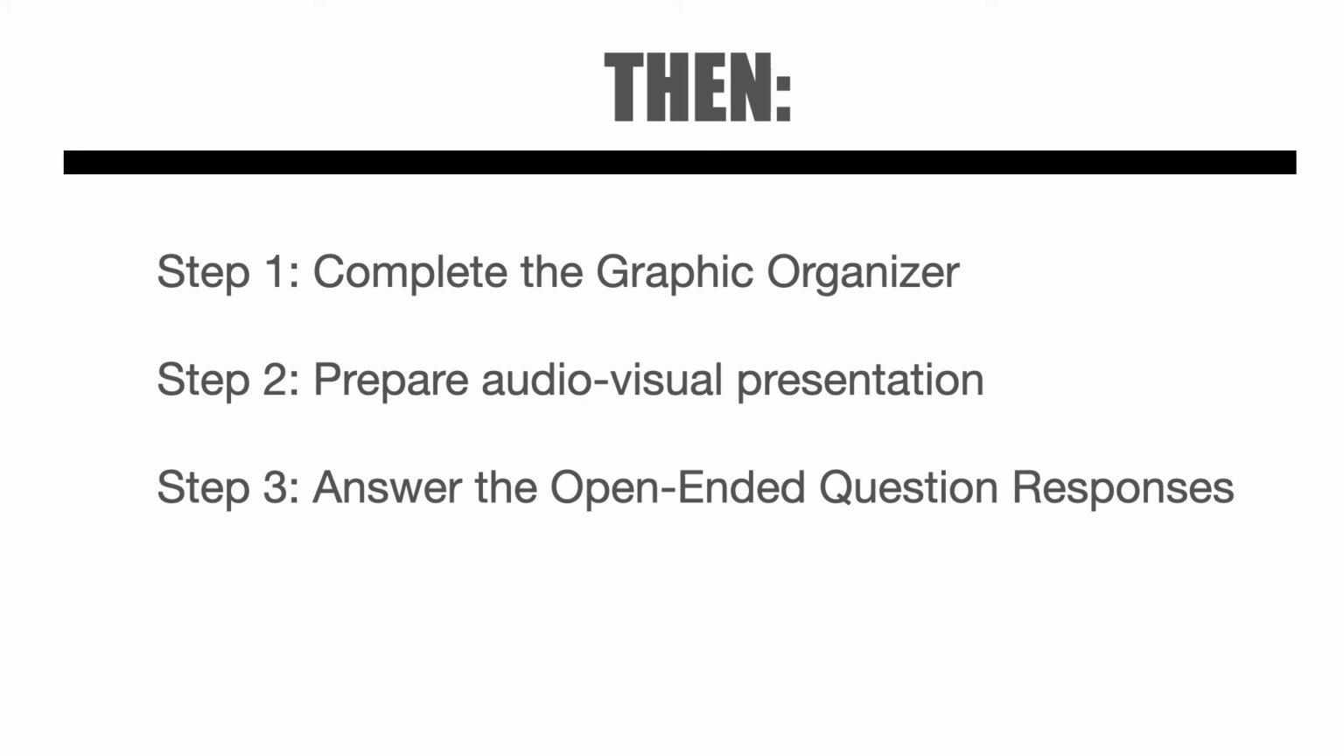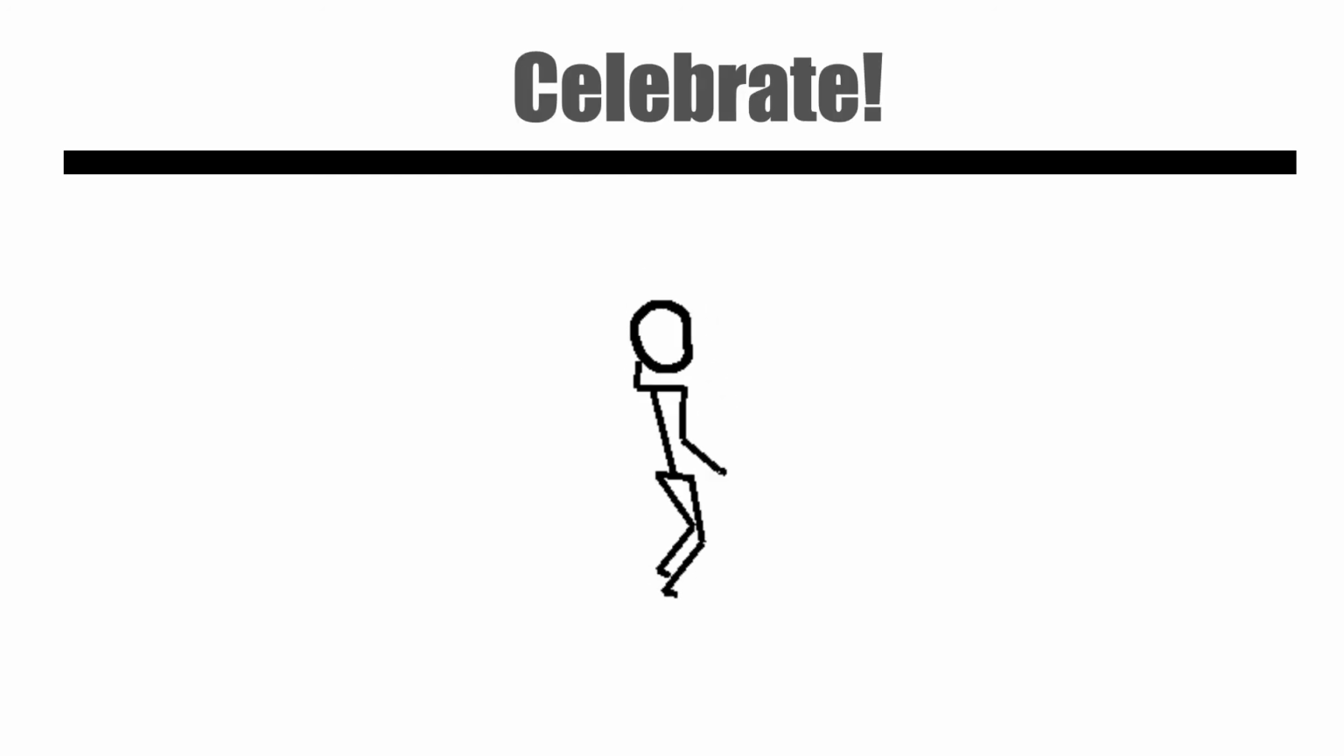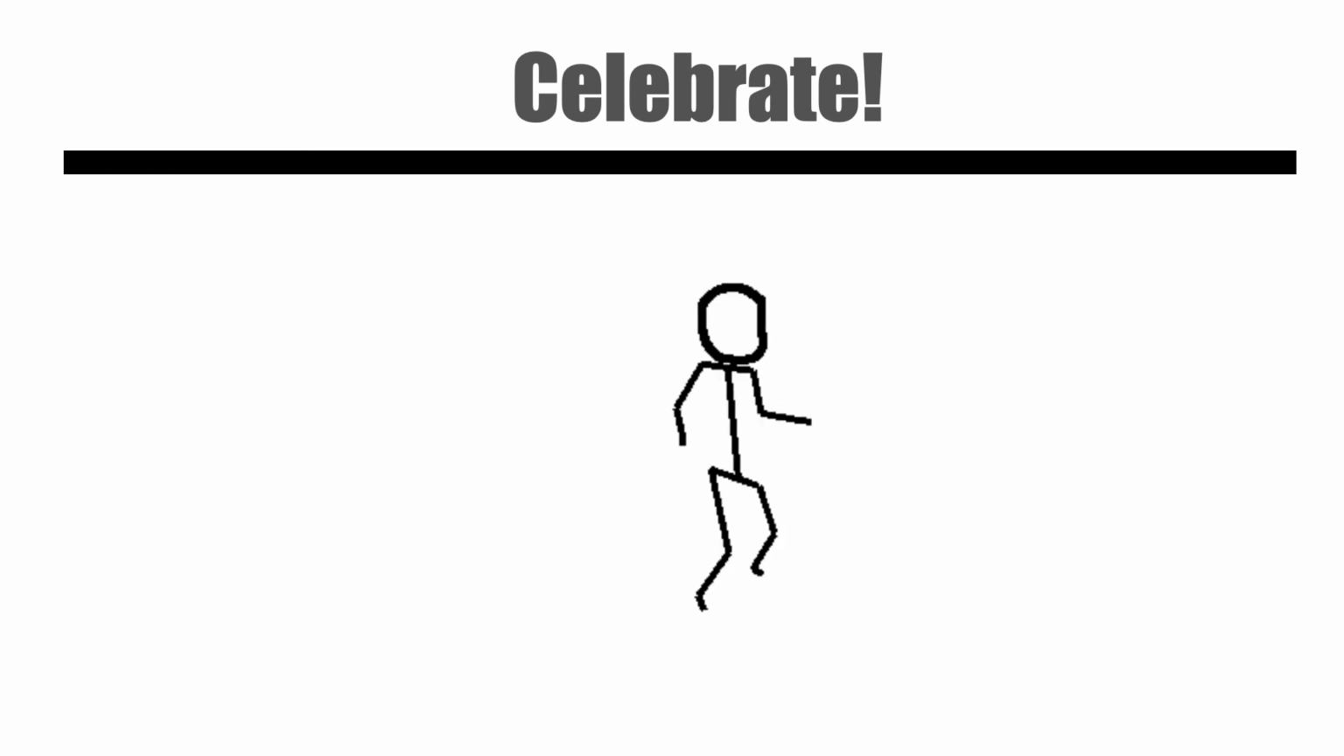Then there will be 3 steps to doing this project. First, you'll complete the graphic organizer to compare and analyze the ideas. Step 2, you're going to present your ideas in an audio-visual presentation. And finally, you'll have some open-ended questions that you'll answer in complete sentence paragraph form that talk about the ideas in each text and what are some of the things that make each text unique. And once all of those things are finished, you can celebrate your successes.